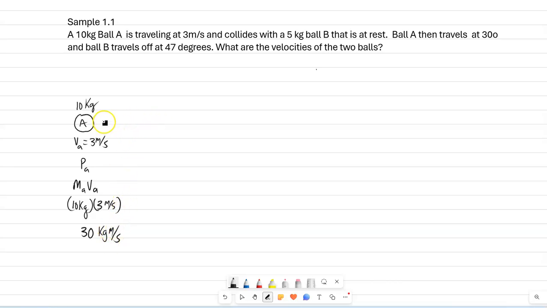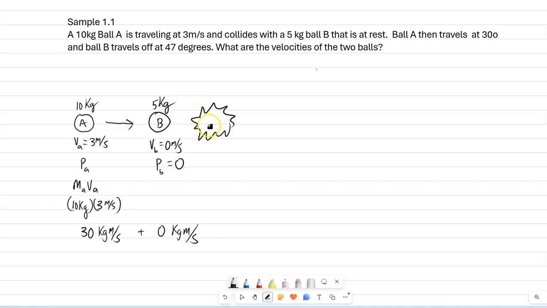And it's going to collide with ball B, mass 5 kilograms at rest. So I can find the momentum here really easy. That's just going to be equal to 0 because it's at rest. So plus 0 kilogram meters per second.